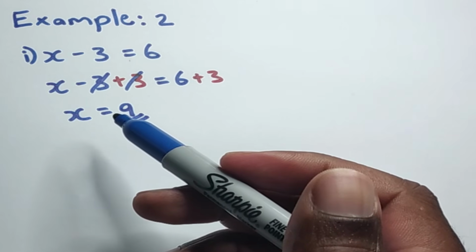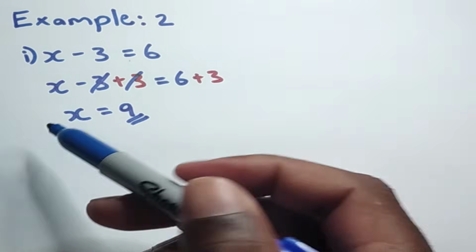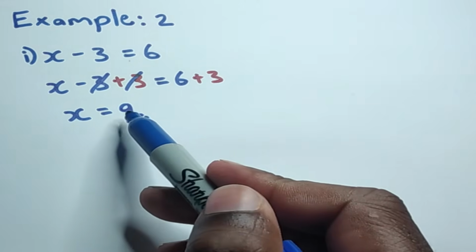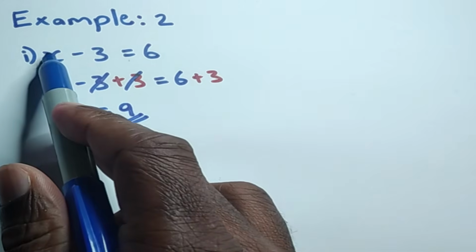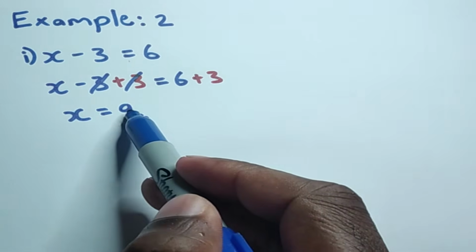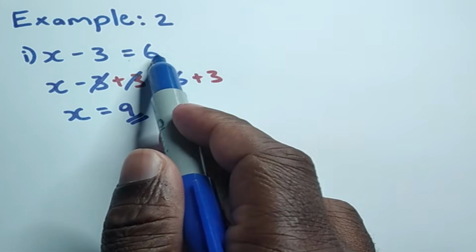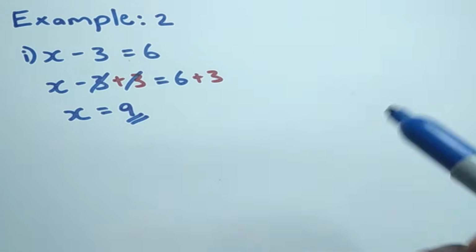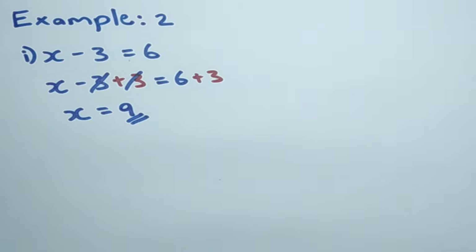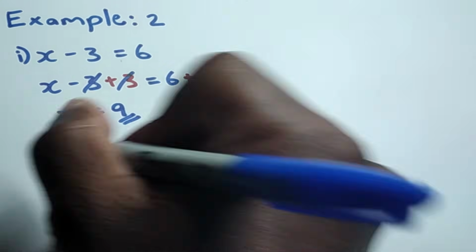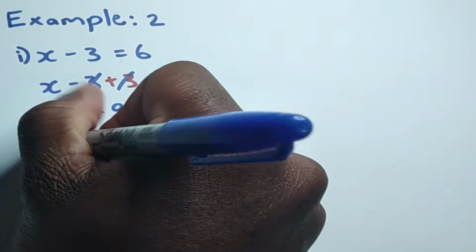And the cool thing about dealing with equations, you can always check your answers, alright? So what you could do is to replace the x here with the value that you got for x. So replace the x with 9. 9 minus 3 would actually give you the 6 right there, alright? So that pretty much tells us that what we did was correct, alright? Now let's look at part 2 of example 2.